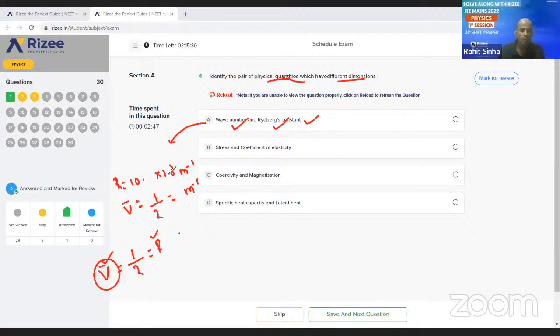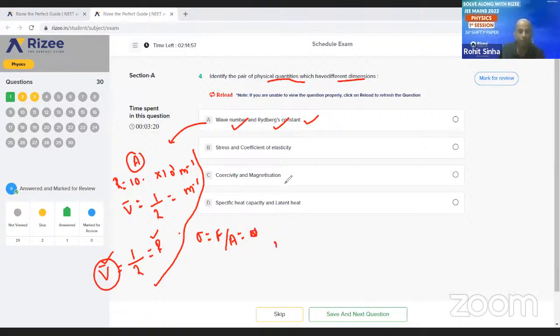Now let's go to the next option. It is telling about stress and the coefficient of viscosity. Now stress, you know, sigma is equal to force by area. So here we came to know that option A cannot be your answer. It is the same dimension. Stress means force by area, that is Newton per meter squared. We know all those things.